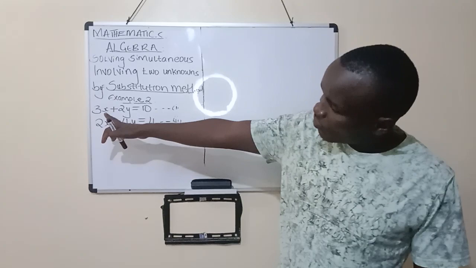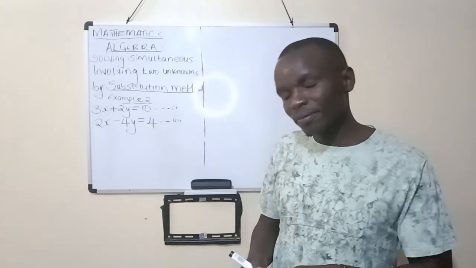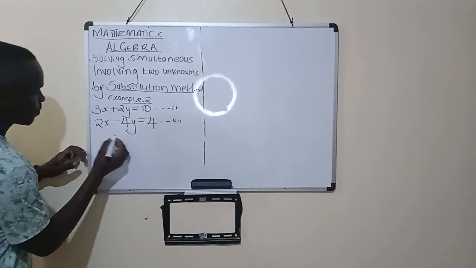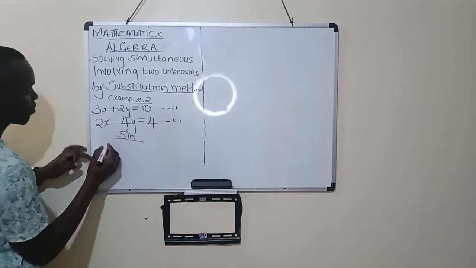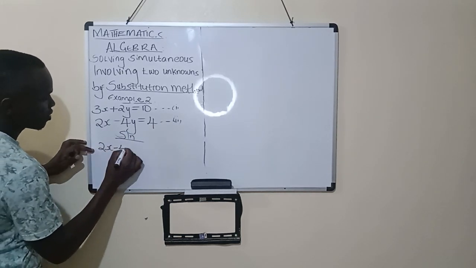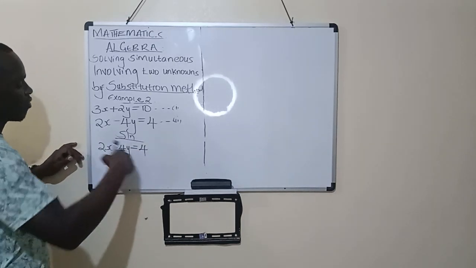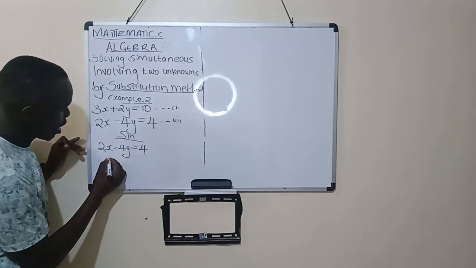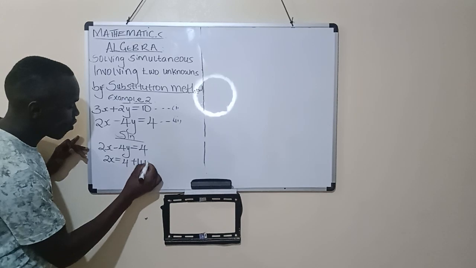If I have to express x in terms of y, we are going to have 2x minus 4y equals 4. Then in this case, we will take 4y to the other side because we are expressing x in terms of y, where we will have 2x equals 4 plus 4y.